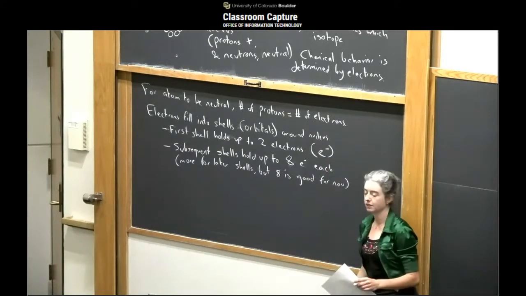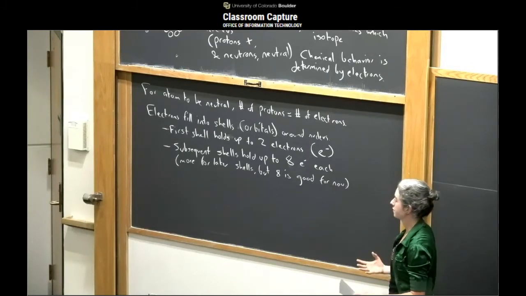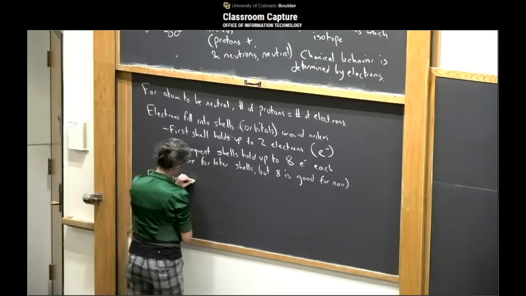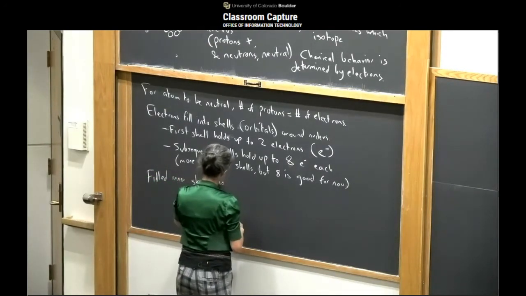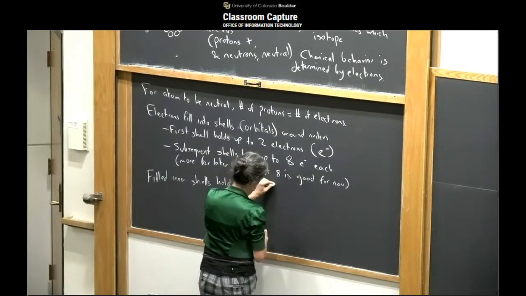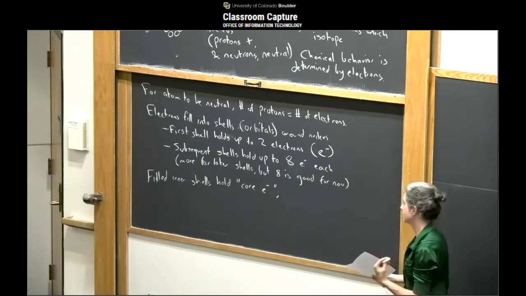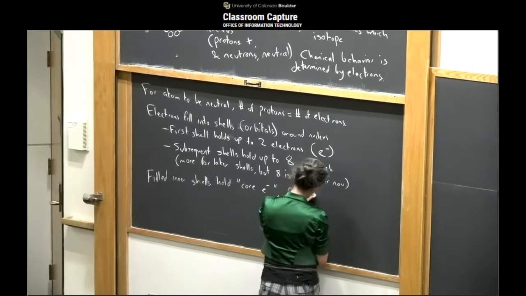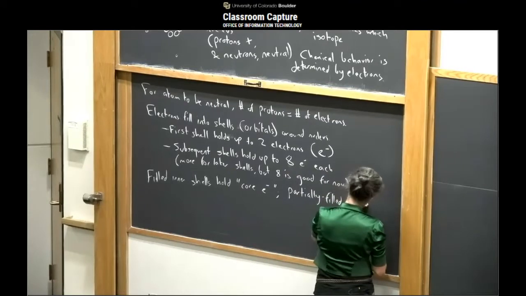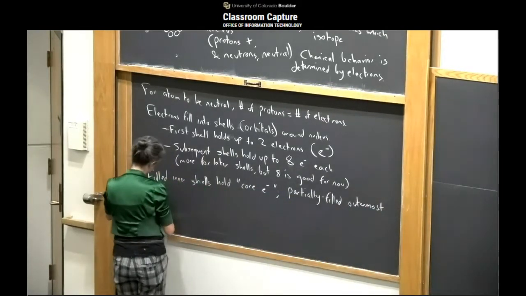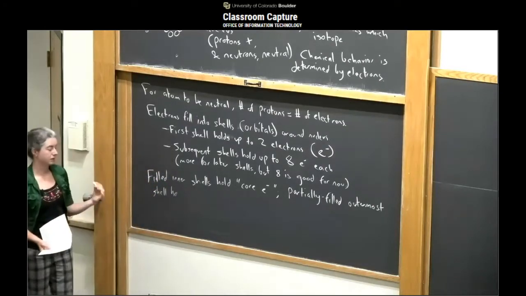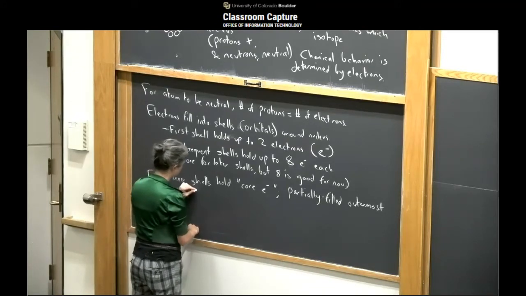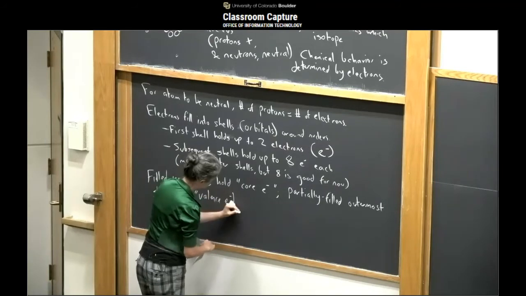So when we're filling electrons into these shells, we're going to end up with some shells that are filled and some that are maybe partially filled. So the filled inner shells hold what's called core electrons, and the partially filled shell at the outside, if there is one, you might just have some filled shells and some completely empty shells. But if you have a partially filled shell, it's going to be holding what's called valence electrons.